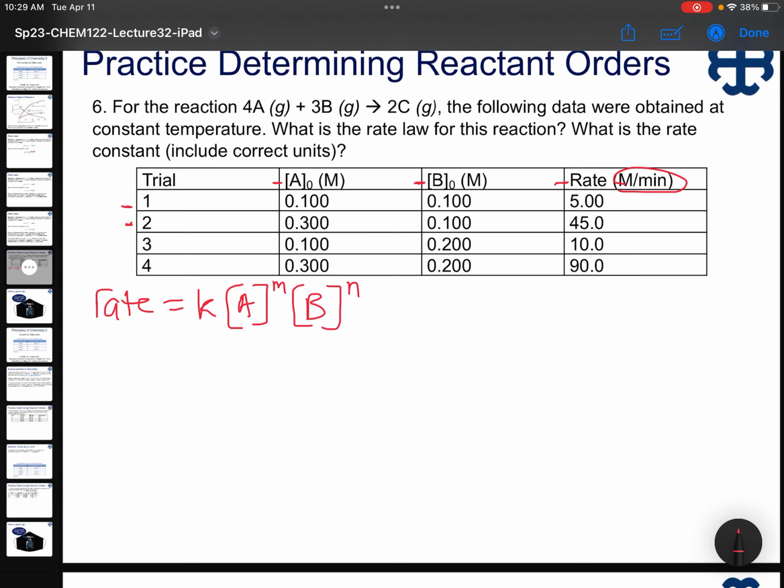And I'll show you the strategy for how to solve these problems. Something that I like to do is look at the rate that is highest, in this case 45, and put that on top. So if we say 45.0, it's going to be equal to, we don't know what k is yet, so we're just going to leave that blank.